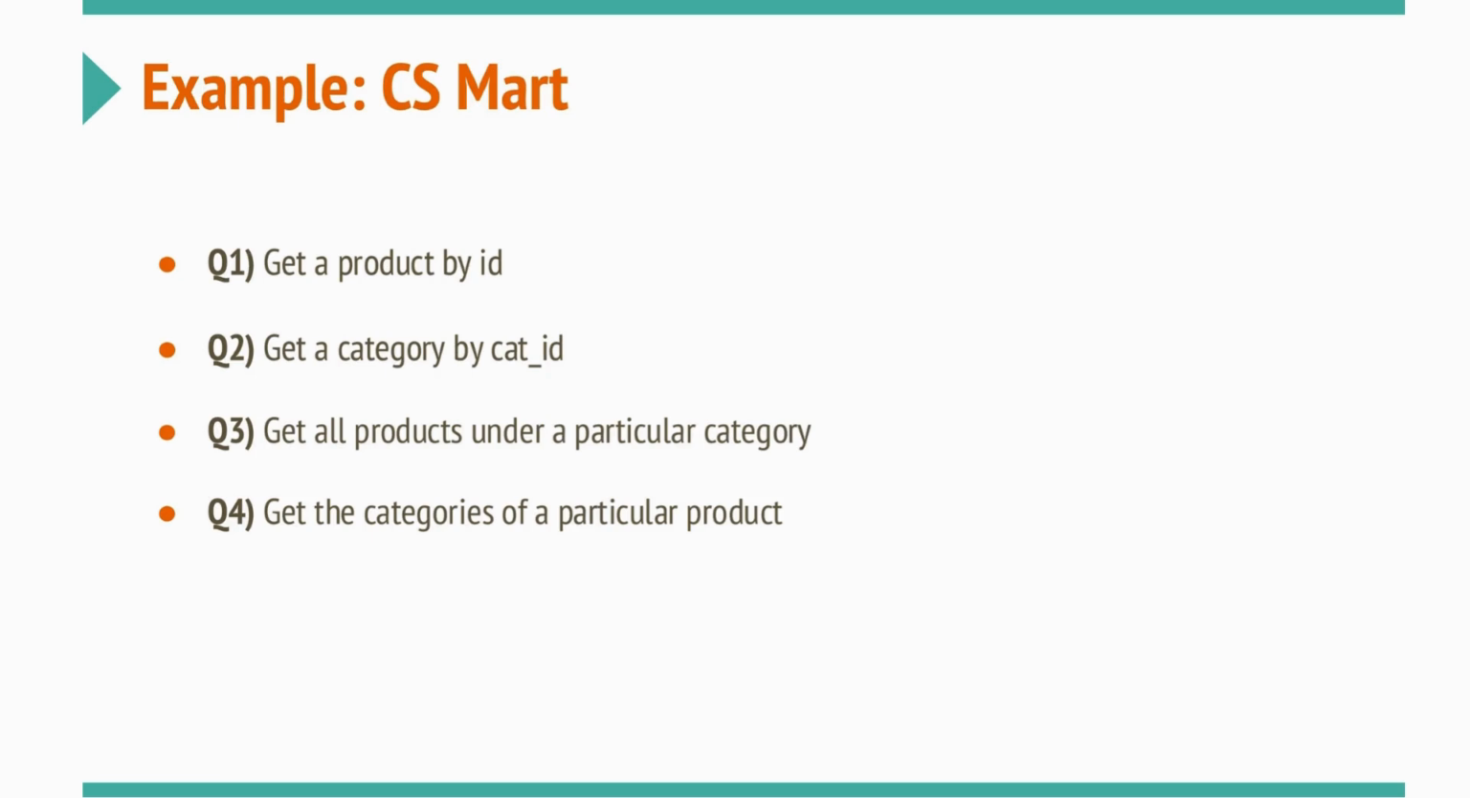Let's make this concrete with an example. Imagine we are building an e-commerce site called CS Mart. Our application has 4 query requirements. Q1, get a product by its ID. Q2, get a category by its ID. Q3, get all products that belong to a particular category. Q4, get all the categories that a particular product belongs to.